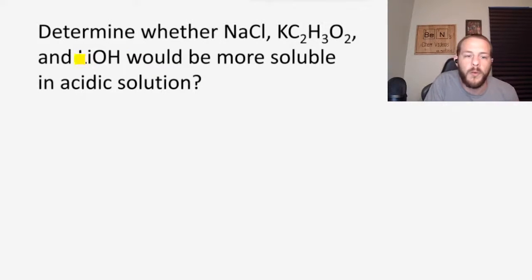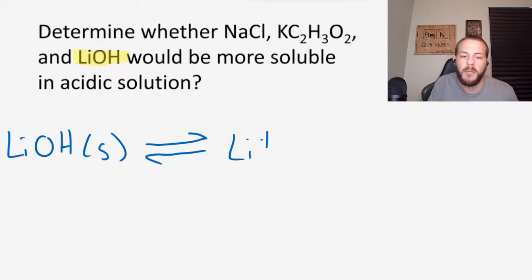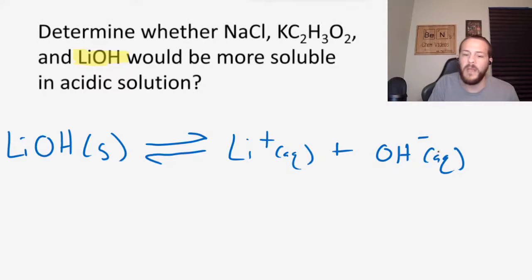All right, so the last one that we're going to do is lithium hydroxide, LiOH. As always, what I like to do first is just write out the equation for the dissolution. So we have LiOH, lithium hydroxide, that is a solid, and that is going to dissociate to form the lithium ion, Li+, aqueous, and that's also going to form the hydroxide ion, OH-, aqueous. So that's our equation.